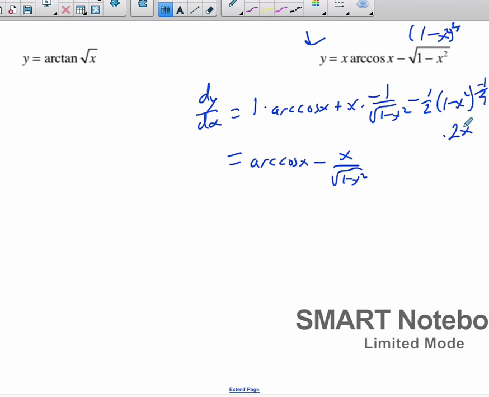And this is going to be, now this should be negative, did I write negative? Because the derivative of negative x squared is negative 2x. So negative times negative is positive. 2 times half cancels. So we just have x. And then this is root 1 minus x squared in the denominator. So you see these two terms actually cancel. So we have arc cosine of x is the final answer.